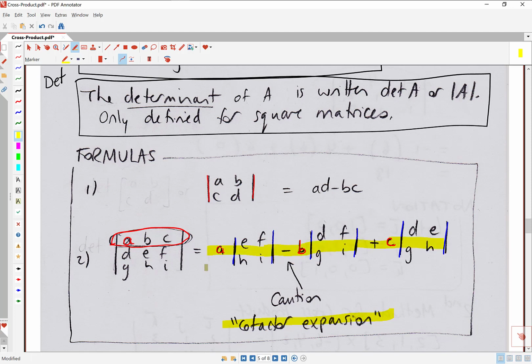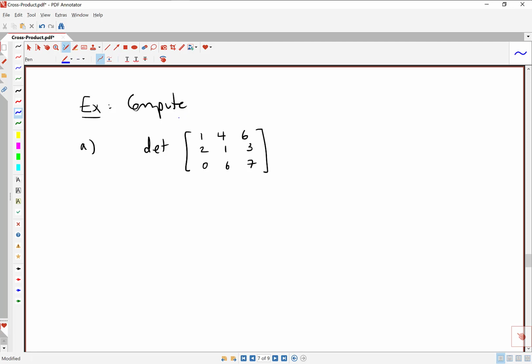So let's do some practice with cofactor expansion. So we're going to compute the determinant of this 3 by 3 matrix using this process called cofactor expansion. So we are going to expand along the top row.